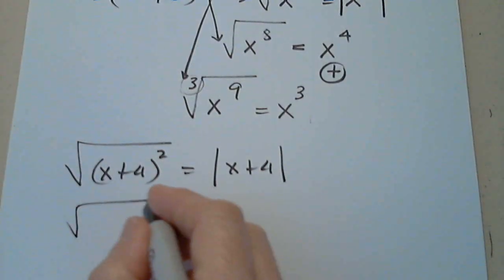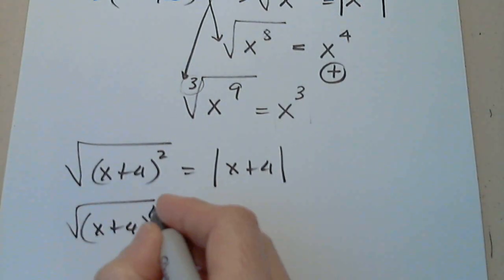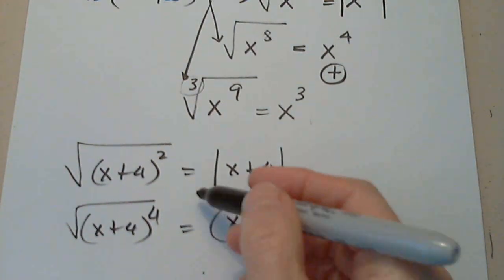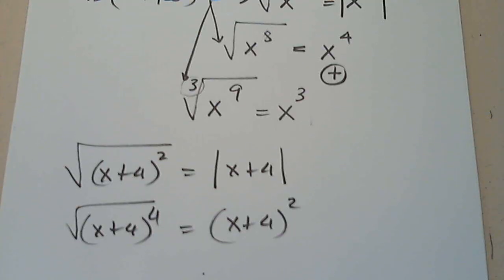But if I have the square root of x plus 4, let's say, to the fourth power, there is never a need of the absolute value on x plus 4 squared, because that is always, always positive, because it's squared.